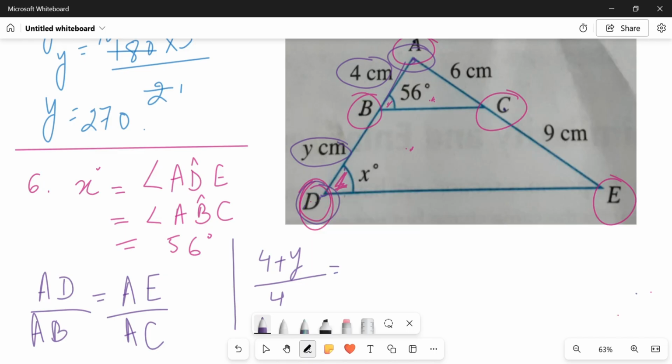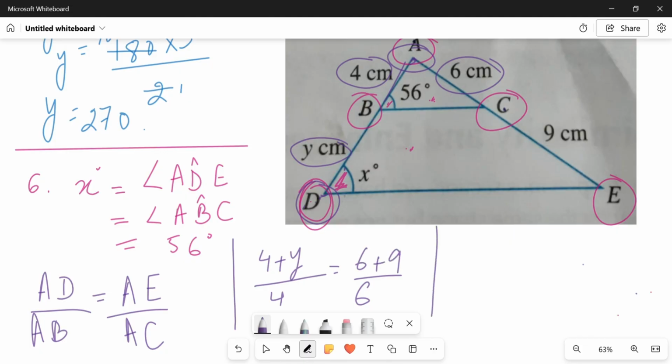Equals, you took AD, the first vertex till here, so AD to the other side. What is the other side of AD? It's AE. Over AB, what is the other side of AB? AC. And what is the measurement given to you? 6 centimeter. Right? So instead of AE, I'm writing 6 plus 9, which gives you 15, because that line also consists of two parts. Like I took 4 plus y for AD, AE is 6 plus 9.